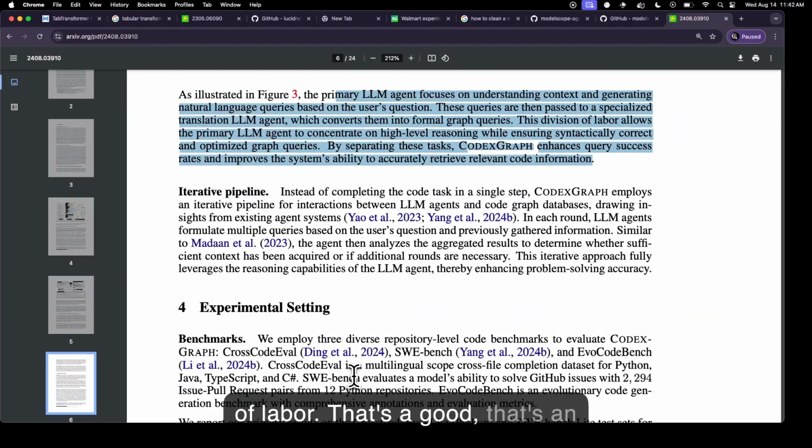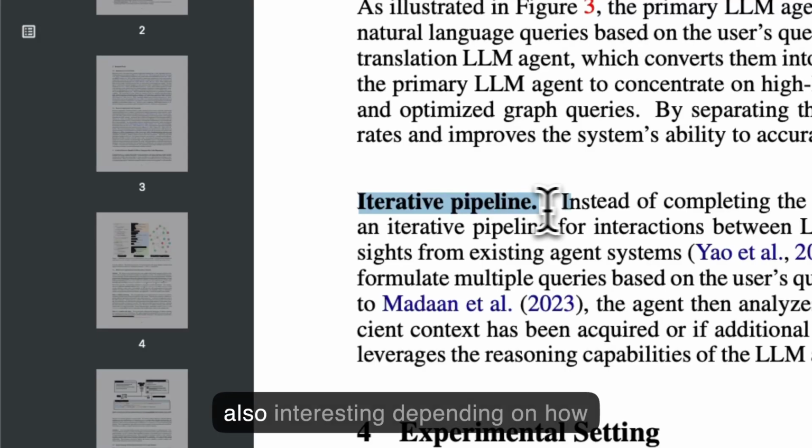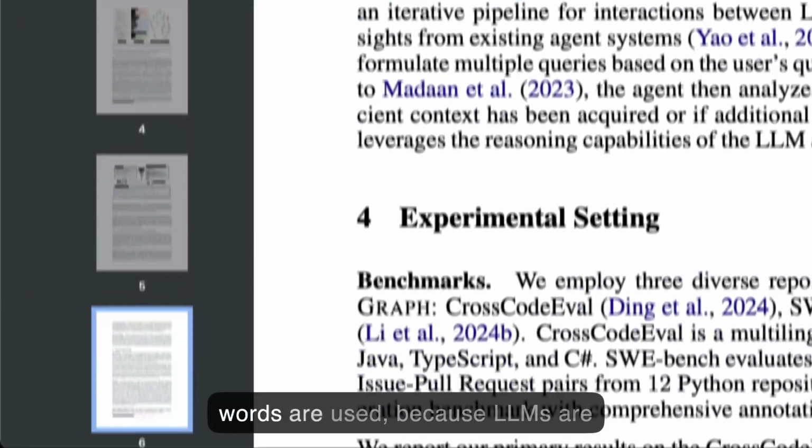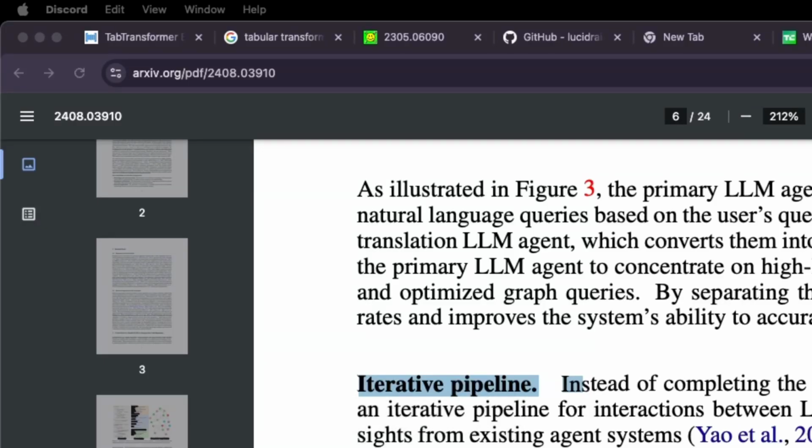That's an interesting way to put it, don't you think? Yeah, interesting concept. Iterative. It's also interesting depending on how words are used, because LLMs are so keyword specific.